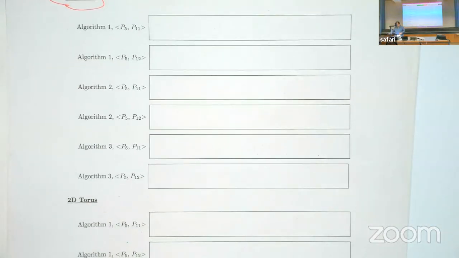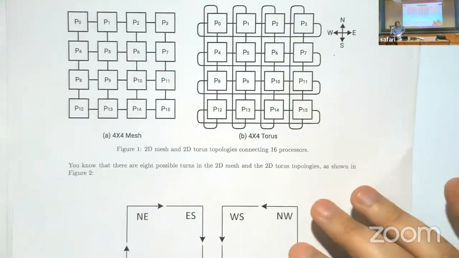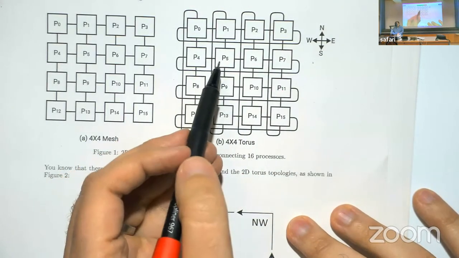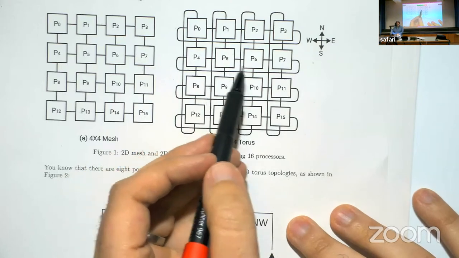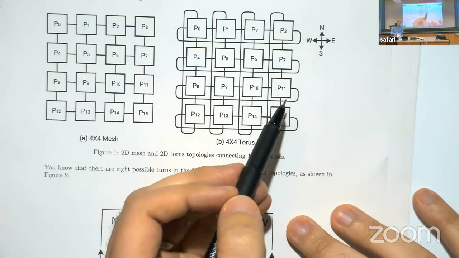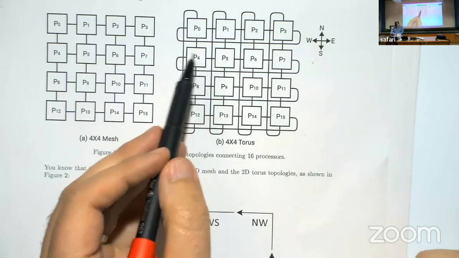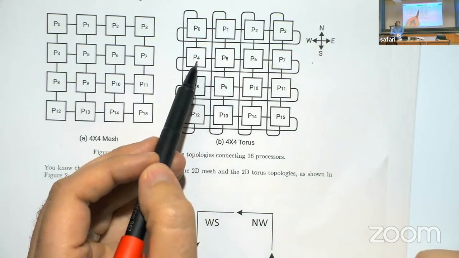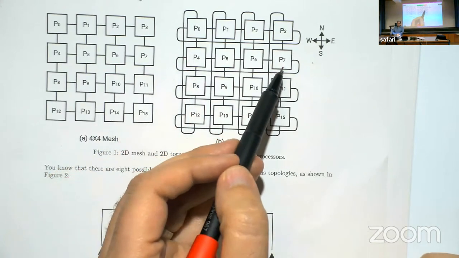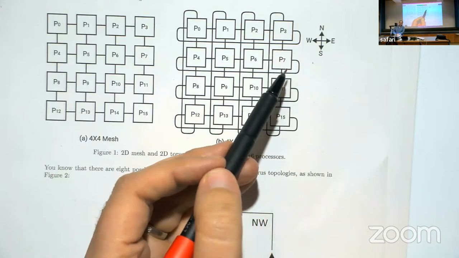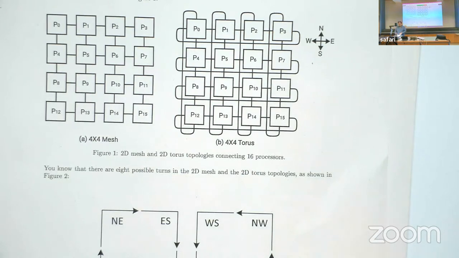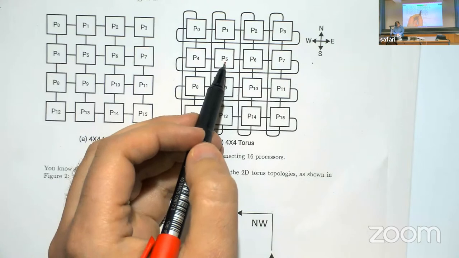So the torus is a bit harder, I would say. For the first one, P5 to P11, we can have P5, P6, P7, and P11 again. But there should be also another way. We can go this way: P5, P4, and then take the wraparound link to P7, and then go south. P5, P6.